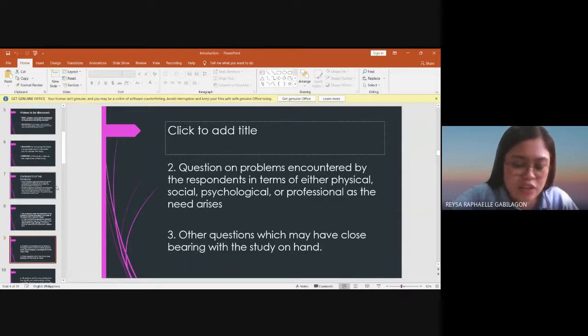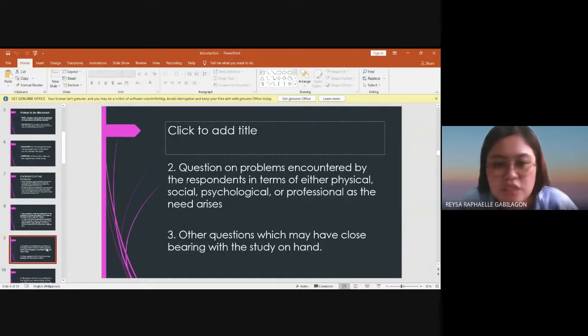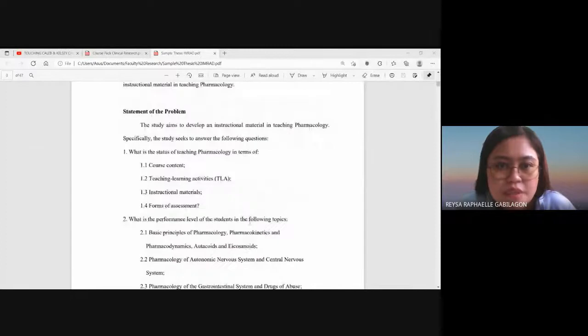So, i-divide na siya. So, katong study nga akong ipakita, kagain na study na ako about sa development of the pharmacology manual. So, paano na ko gihimo akong statement of the problem? I have this here. I hope you can see it. Siyempre, I started, wait lang, naglibog na ko. Ayan, I started with the general problem.